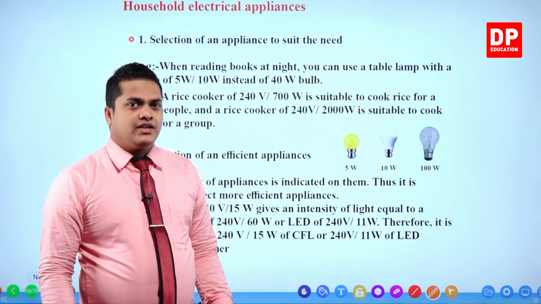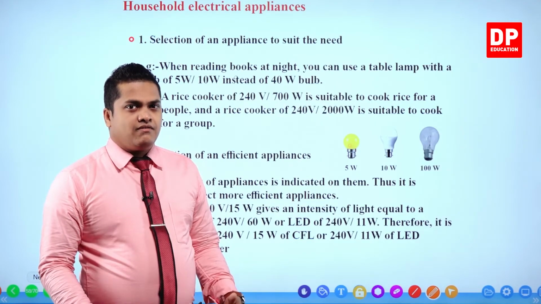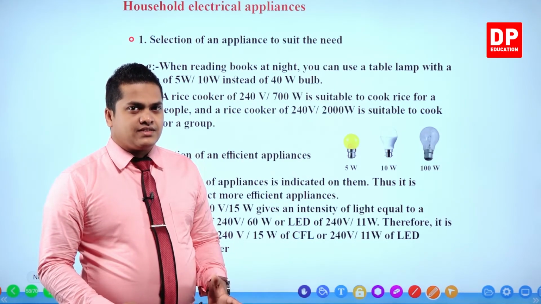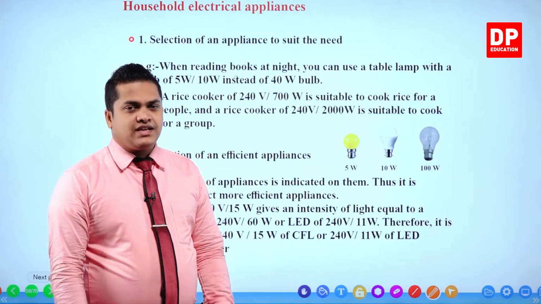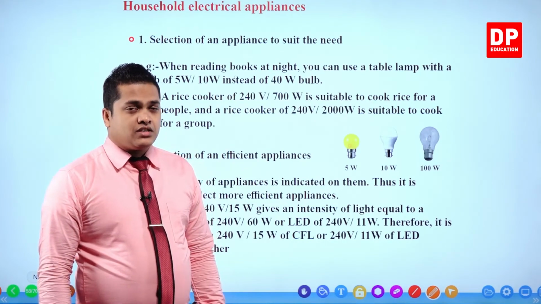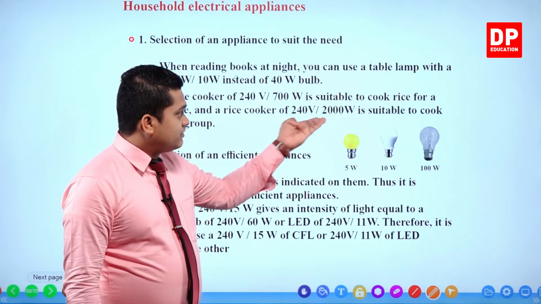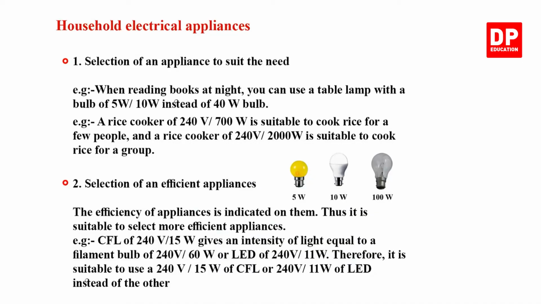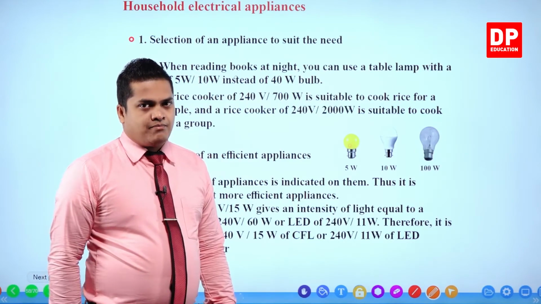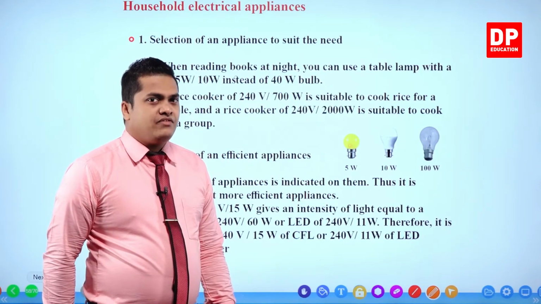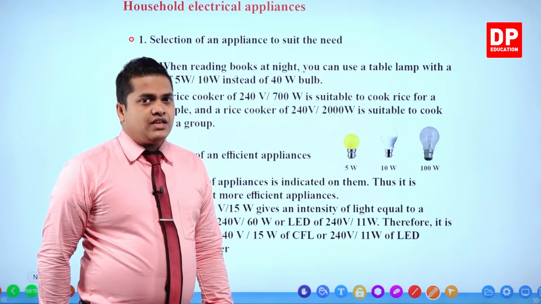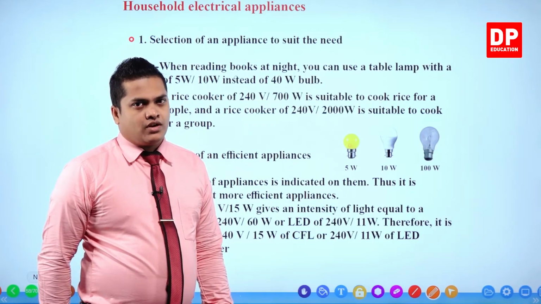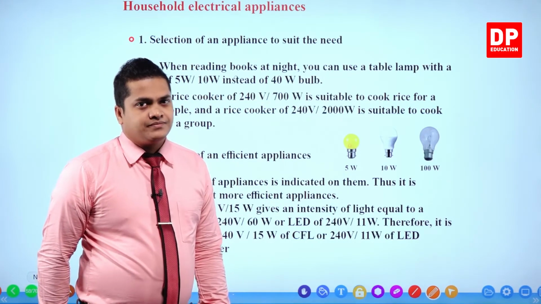That's why I told you that rice cookers are available in several sizes. According to size, the power changes. So if there is a large number of people, like if we are using this 2000 watt 240 V rice cooker, for 6-7 people you can cook rice. According to the need, we have to select the electrical appliance. If there are a few people, then we have to use the convenient one, which is the 700 watt one. Otherwise, the electricity is wasted.